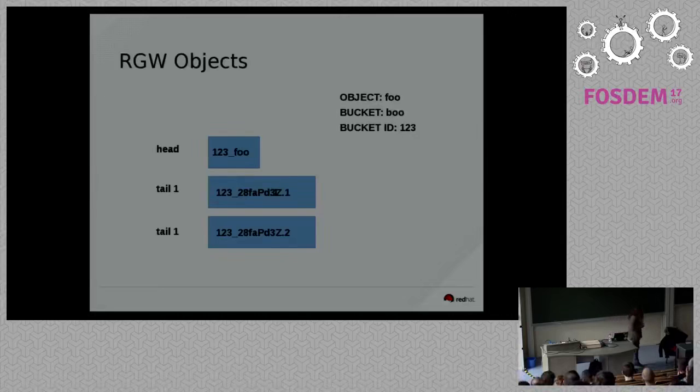To have fast access to objects, the names inside of Rados look something like that. So for the head, the number 123 is the bucket ID. It's not the name, because you can rename buckets, so it's a unique ID for the bucket. And then the object name. That means that we don't need to do any lookup in order to read the head, because it contains the metadata, and in many cases we want to read the metadata fast. And then the tail is the bucket ID and then some UUID, and the part.